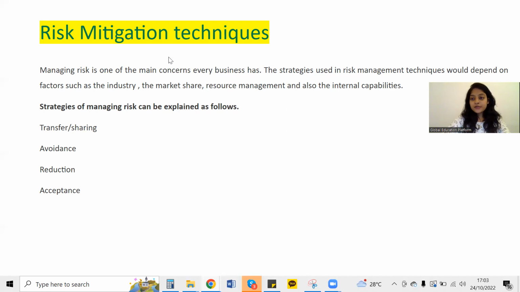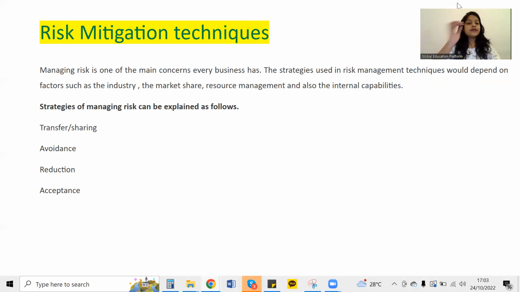Right, so here we'll be looking at the risk mitigation techniques. I'm going to read this for you to explain. So far, we've covered the different types of risks and the calculations, and the risks in terms of the national and the global markets, the global risk where exchange rate risks are involved.